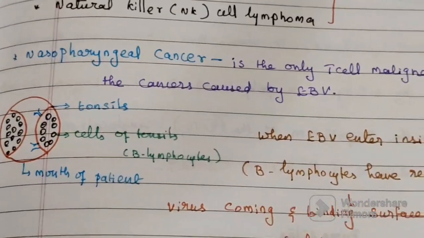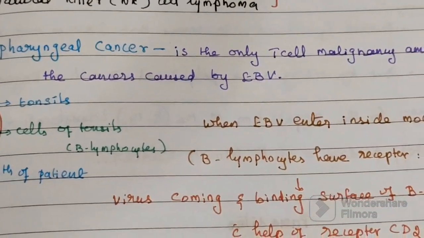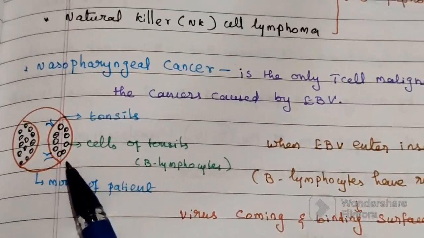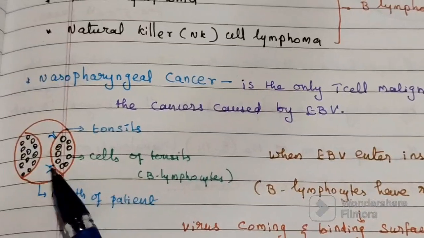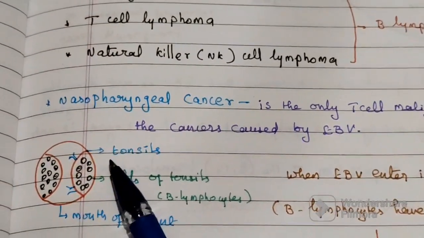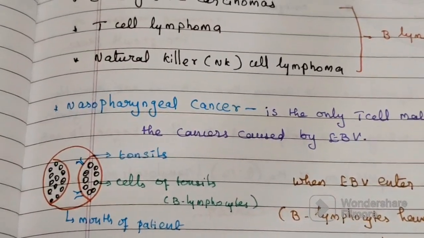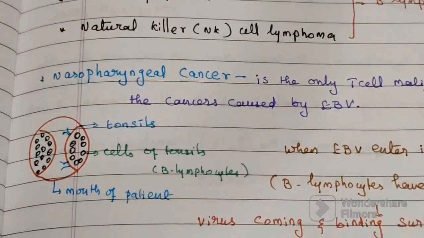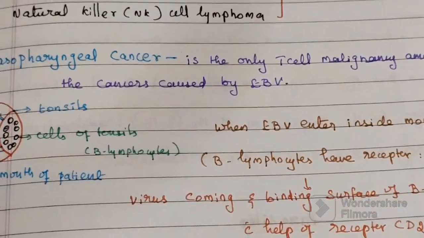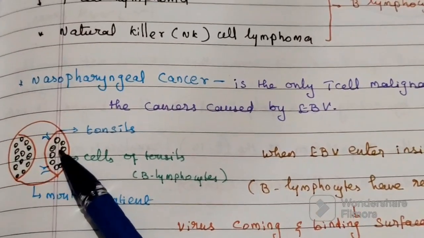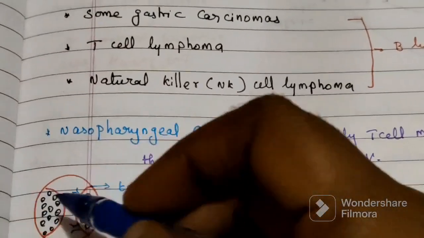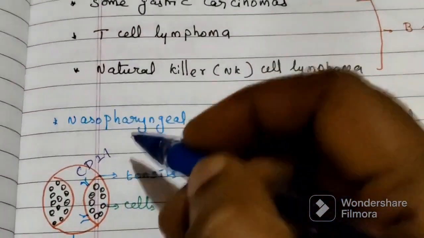Now we will discuss the mechanism. Burkitt lymphoma mechanism of action. Suppose this is the mouth of a patient and this is the tonsil. The tonsil has B lymphocytes. When Epstein-Barr virus enters the mouth, it binds the receptor CD21.